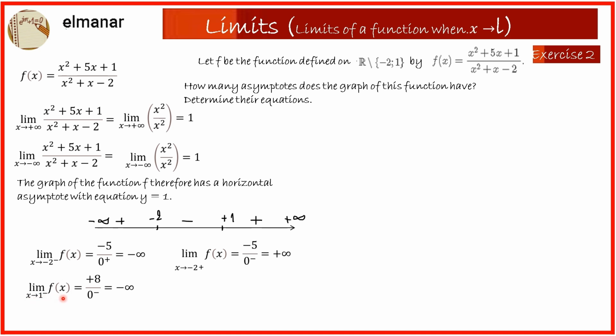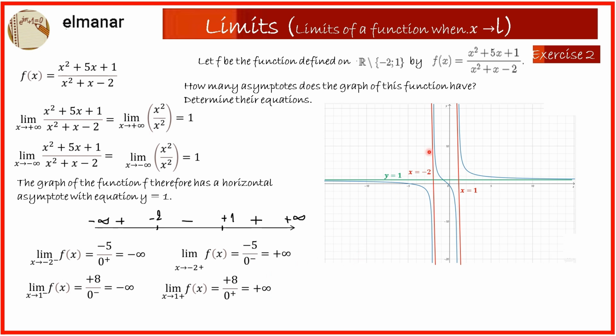Finally, let us study the limits near 1. The limit as x approaches 1 of the expression x squared plus 5 times x plus 1 is equal to 8. And the limit as x approaches 1 from the left of the expression x squared plus x minus 2 is equal to 0 from strictly negative values, because x is less than 1. Therefore, the limit of f of x as x approaches 1 from the left is equal to -infinity. Similarly, the limit of f of x as x approaches 1 from the right is equal to positive infinity. Thus, the graph of the function f also has two vertical asymptotes, with the equations x equals 1 and x equals -2.